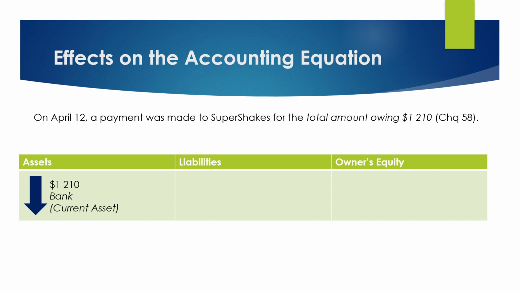Also, because we are making a payment to Super Shakes, who is our accounts payable, we previously owed them the amount, but by making this payment to them, we now don't owe them anymore. Therefore, this is a decrease in liabilities by $1,210 due to the payment made to the accounts payable.